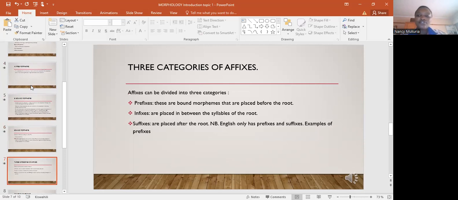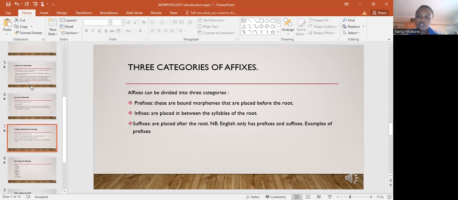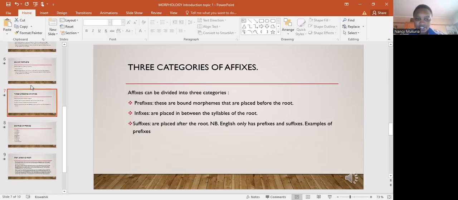On to the next one. Three categories of affixes. We got prefixes, infixes, and suffixes. So affixes can be divided into three categories, as I said, prefixes, infixes, and suffixes. Prefixes are bound morphemes that are placed before the roots, and infixes are placed between the syllables of the root, in between. And suffixes are placed after. NB, English has only prefixes and suffixes.